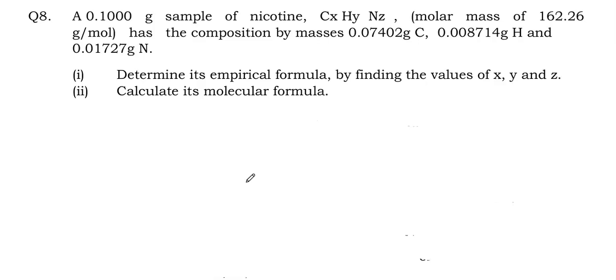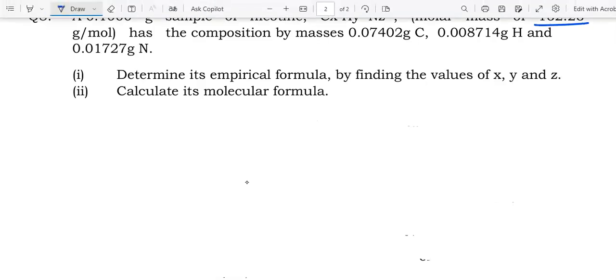The question reads, a 0.1 gram sample of nicotine. The formula has been given to be C_xH_yN_z, with X, Y, and Z showing the number of atoms of carbon, hydrogen, and nitrogen respectively. Then we have been given the molar mass of the same compound to be 162.26 grams per mole. As the composition by masses, we have been given the mass of carbon, hydrogen, and nitrogen.